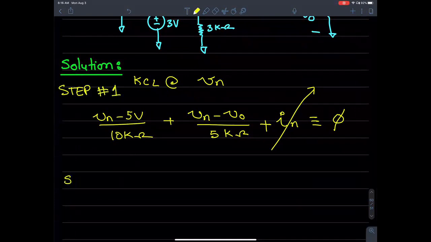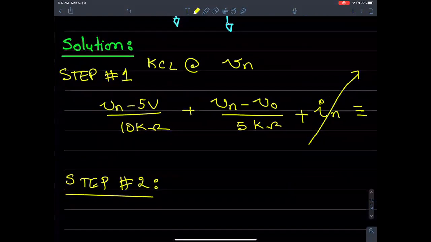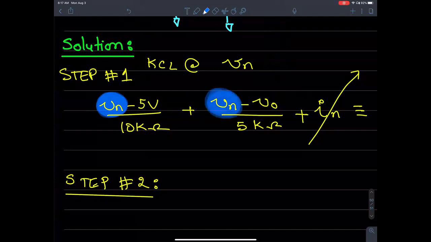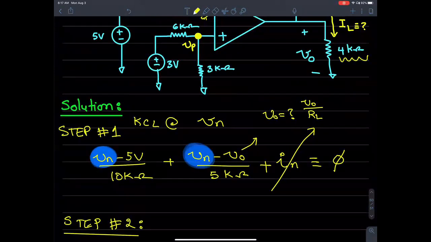Okay, let's look at step number 2. We don't know the value for Vn. If we knew the value for Vn, we would plug that in and get the value for V out. Once we find V out, over this resistance, 4 kilo ohms, should give me the value for IL.